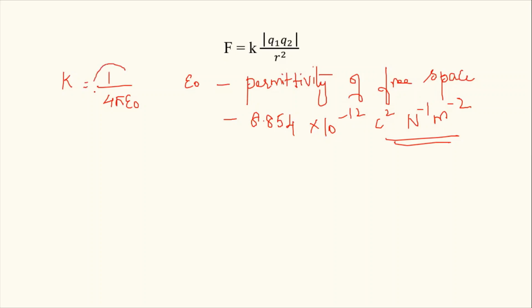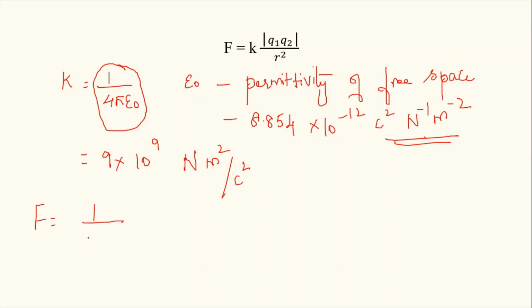The value of 1 by 4 pi epsilon naught was found to be equal to 9 into 10 to the power 9. This will also have an SI unit. The value of K will have an SI unit, that is Newton meter square per Coulomb square. Now we have to understand how we got these SI units. You know that F is equal to 1 by 4 pi epsilon naught Q1 Q2 upon R square, right?